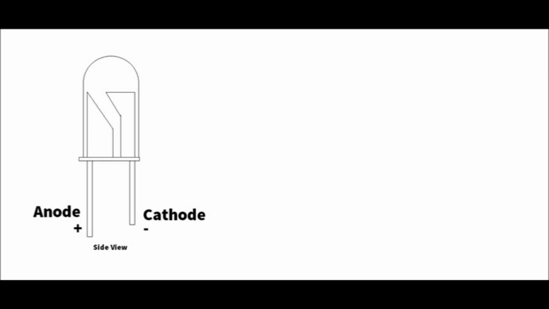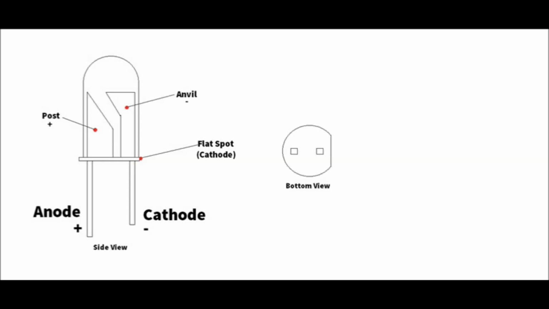Another method to identify the positive and negative terminals is to find the flat spot on the base of the LED lens. Inside the lens, the terminals are shaped. These are known as the post and anvil. If we examine the diagram of the bottom of an LED, we can again identify the flat spot and know which is the positive and negative terminal. It is vital that the LED is wired correctly in a circuit to avoid damaging the component.